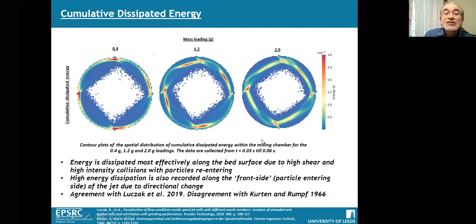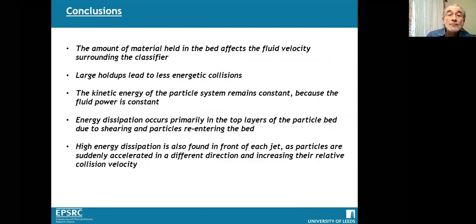So these observations are in contrast to the findings of Courtin and Rumpf, but they are in agreement with Lusak in 2019, where he did velocimetry of the system. So, conclusions. The amount of material held in the bed affects the fluid velocity surrounding the classifier.